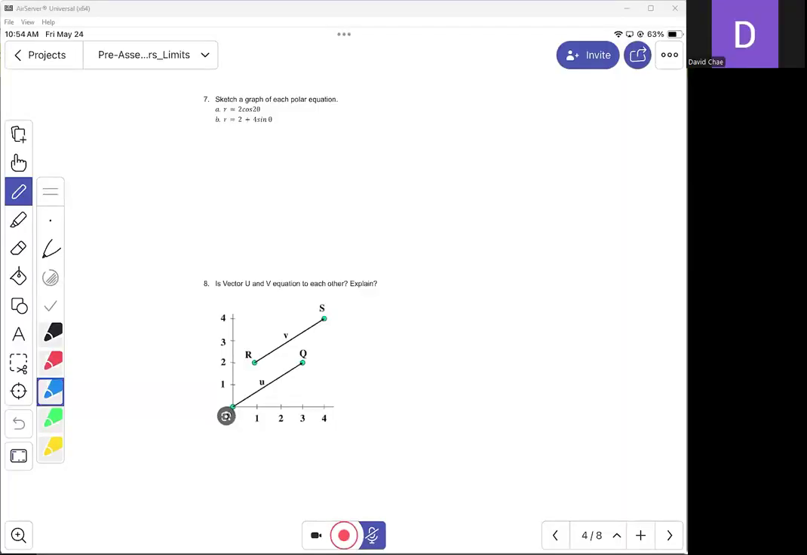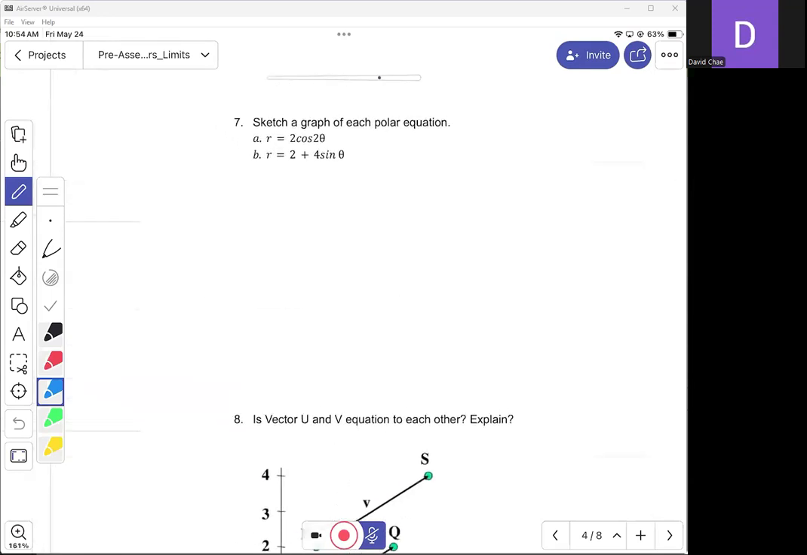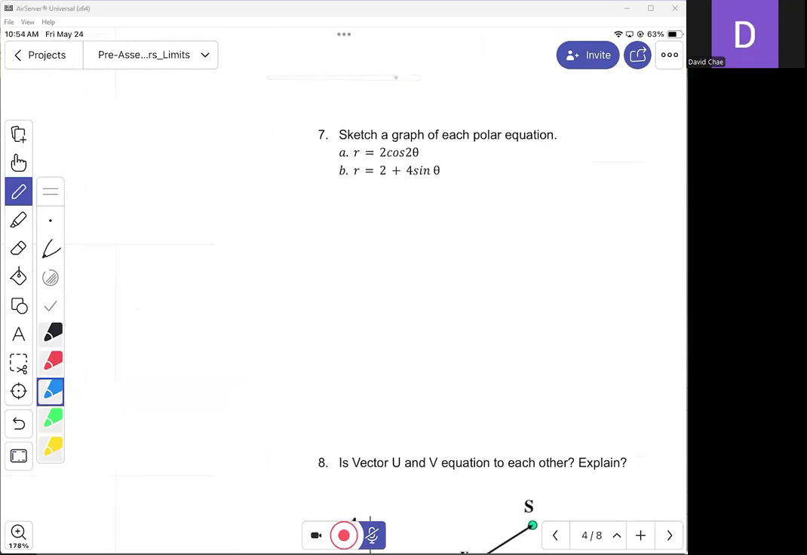Let's do this one right here. Okay, so sketch a graph of each polar equation. Remember that for letter A, it's going to be a rose. Just the r values will be 1, 2.